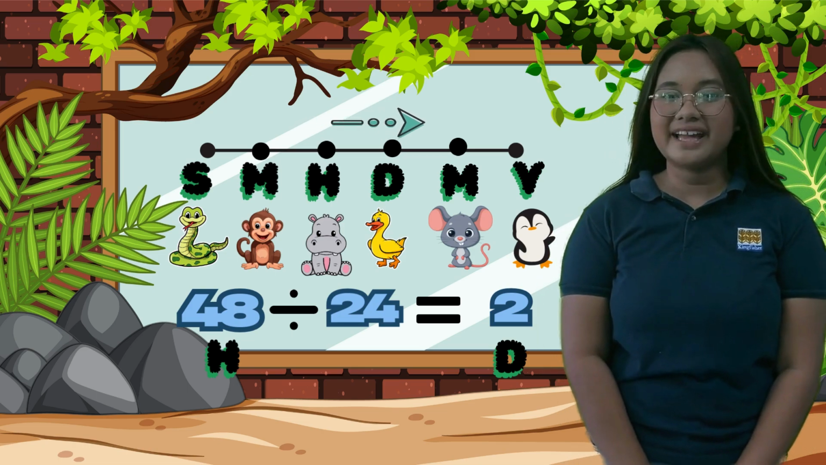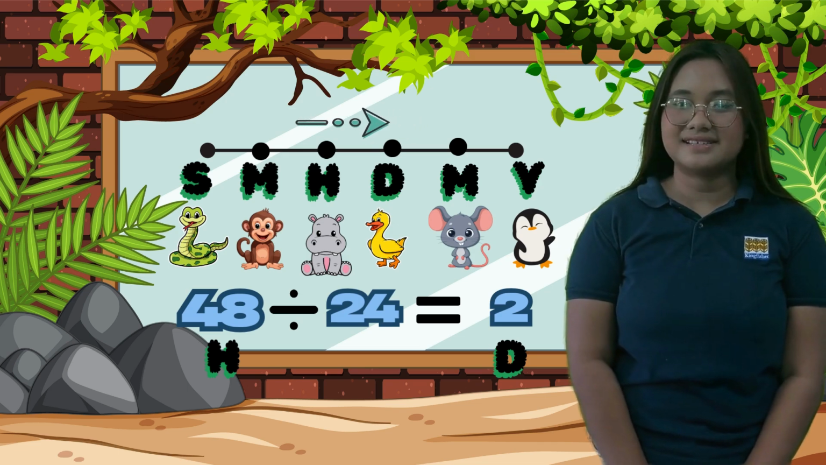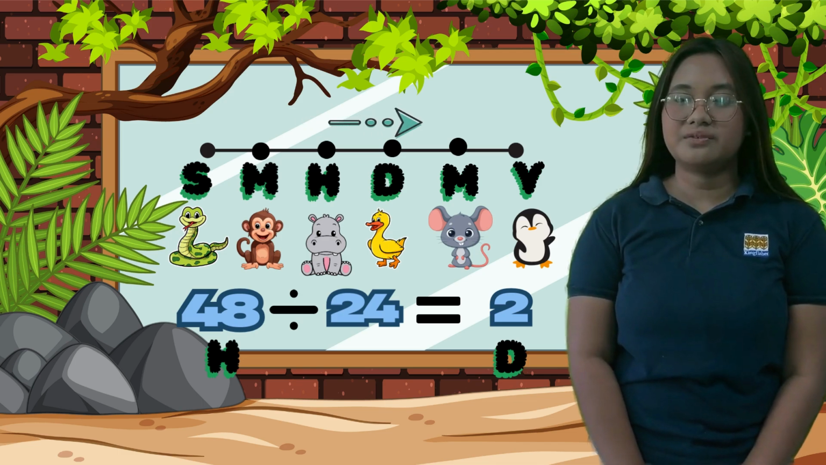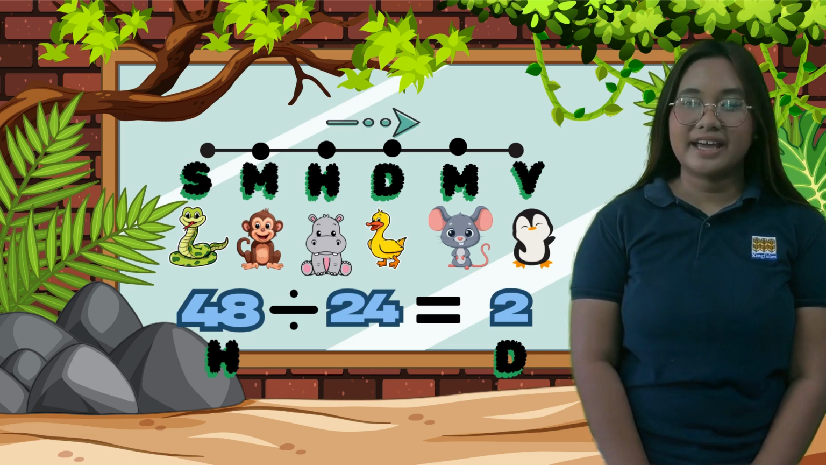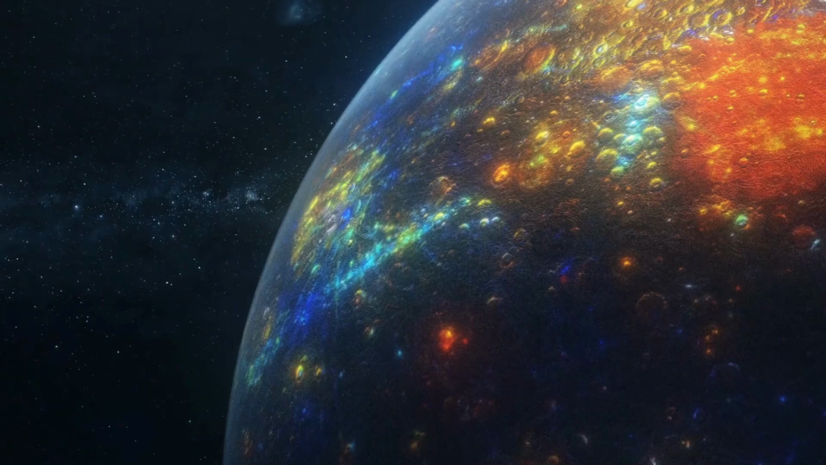Let's convert 48 hours into days. Hours as hippos, days as ducks. Ducks are to the right of hippos, so we divide by 24. 48 divided by 24 is equal to 2 days.